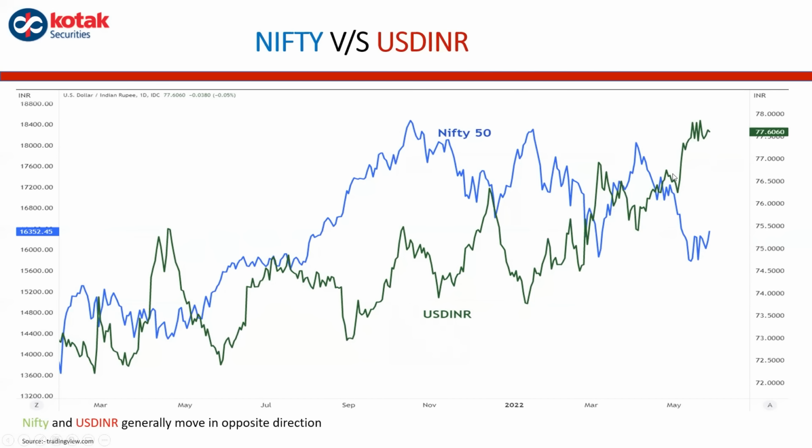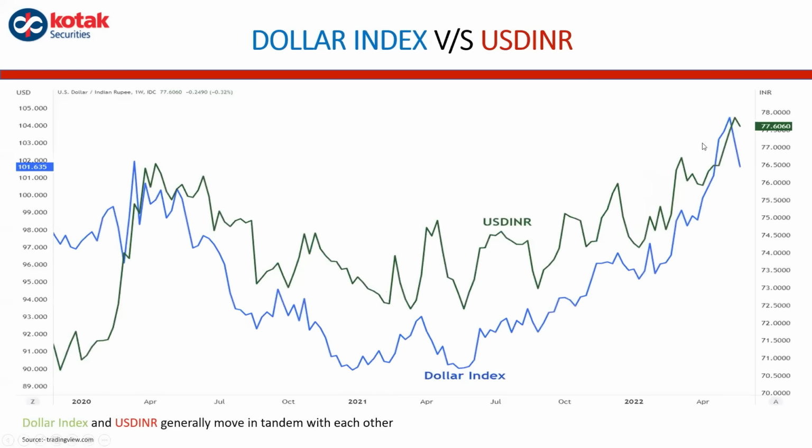Now that correlation is inverse. That is, if the Nifty moves higher, the dollar rupee goes down, and if the Nifty moves lower, the dollar rupee goes higher. And that actually becomes very clear when we go towards the end of the chart, that is the May 2022 part. So you can see this crossover right here, and that is when the Nifty started falling and the dollar rupee started moving higher. Now, the next factor, the dollar index and the dollar rupee.